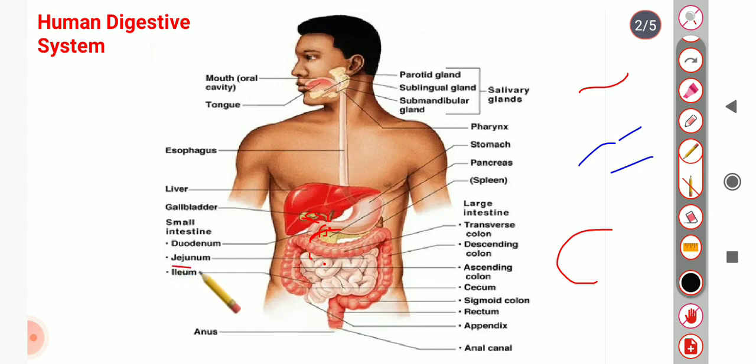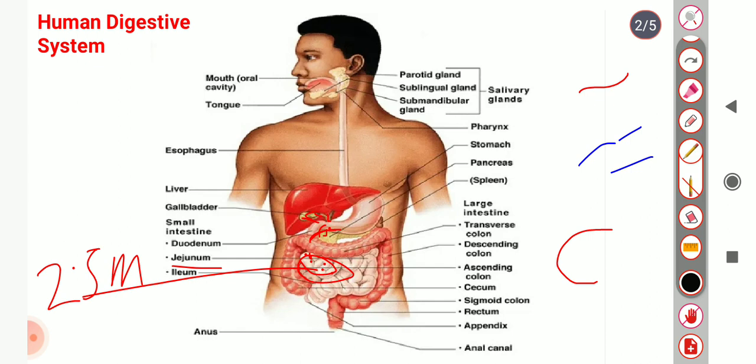The second part is the jejunum. The jejunum has a diameter of about 4 centimeters and its wall is thick, and it is highly vascular. It is the middle part of the small intestine and is about 2.5 meters long.